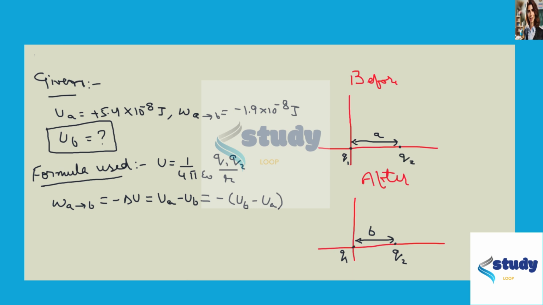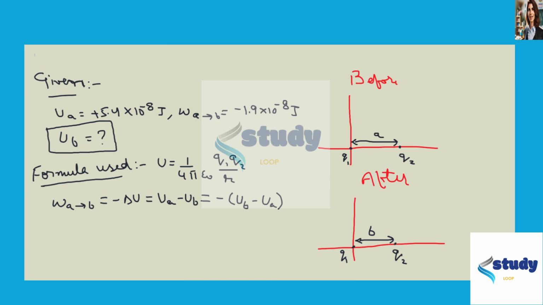So this is problem number 23.2. We are given that there is a Q1 charge and a Q2 charge. At the beginning we have this situation: Q1 is at the origin and Q2 is at a distance A from Q1. We are also given that UA is equal to plus 5.4 times 10 raised to the power minus 8 joule. And the situation is as follows.